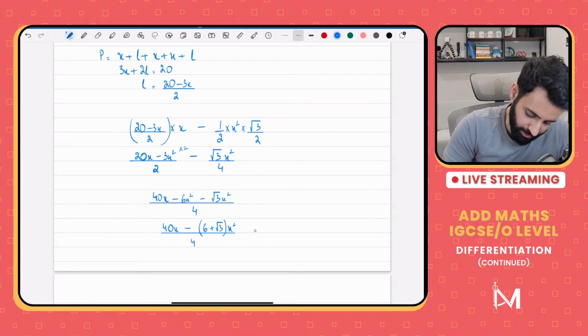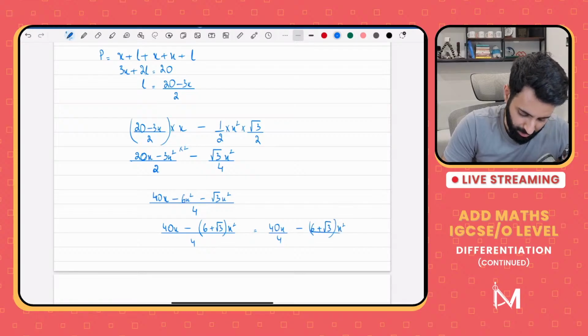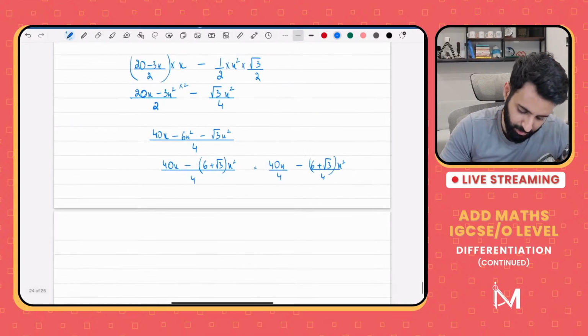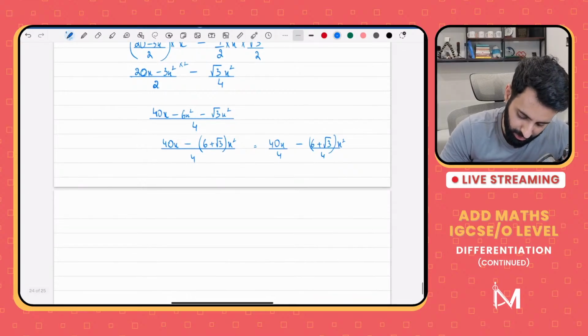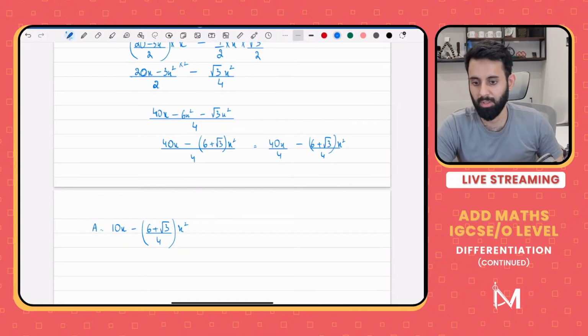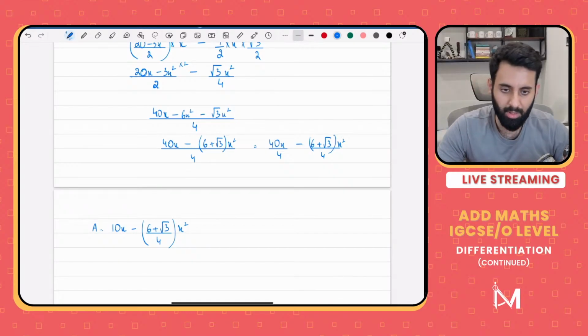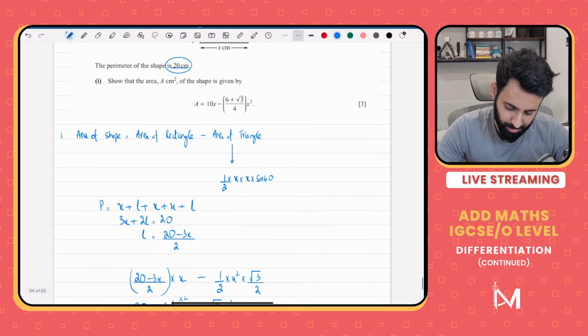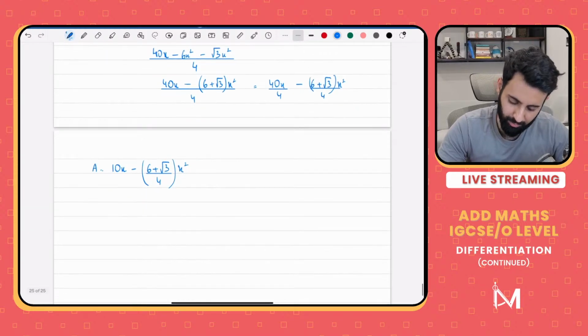Now let's separate the 4. So we have 40x upon 4 minus 6 plus root 3 with x square upon 4. And what's 40 upon 4 equal to? 40 upon 4 is equal to 10. So finally, the area is equal to 10x minus 6 plus root 3 upon 4 multiplied by x square. There you go. That's the answer. How many marks? 3 marks. I think it should have been more marks, but anyway, here it is.